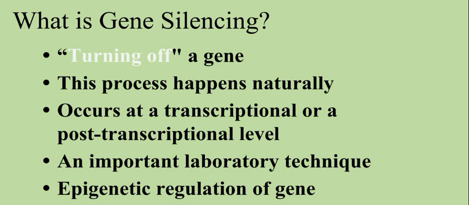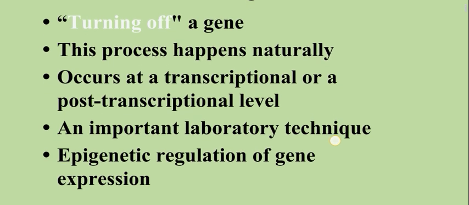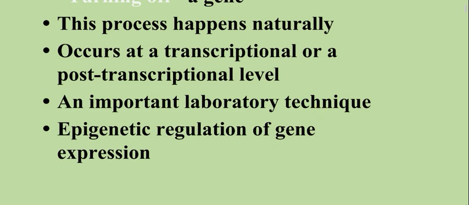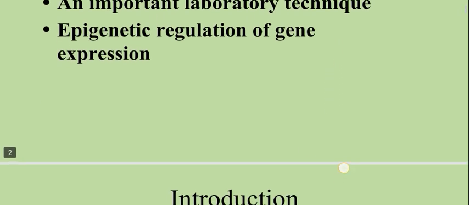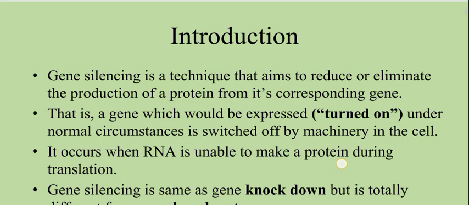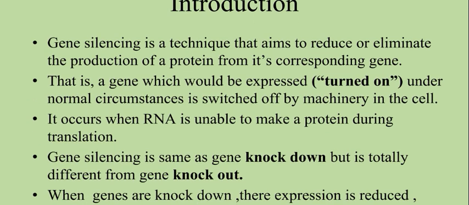Okay, what is gene silencing? Turning off a gene. This process happens naturally, occurs at a transcriptional or a post-transcriptional level. An important laboratory technique, epigenetic regulation of gene expression. Gene silencing is a technique that aims to reduce or eliminate the production of a protein from its corresponding gene.